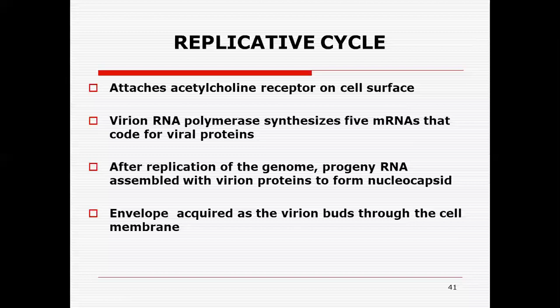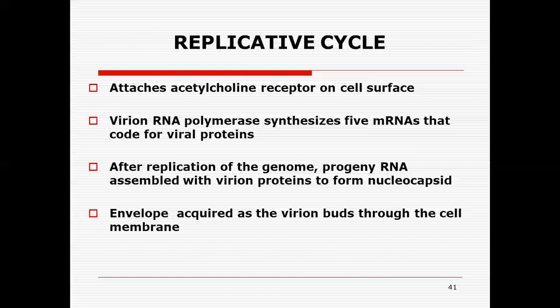After replication of the genome, the progeny RNA viruses assemble the proteins to form the nucleocapsid. And then, of course, in order to protect this nucleocapsid, envelopment is required, and the virus buds through the cell membrane. So when the viruses leave the cell, they take some of this cell membrane with them, and that cell membrane makes the envelope of the virus.